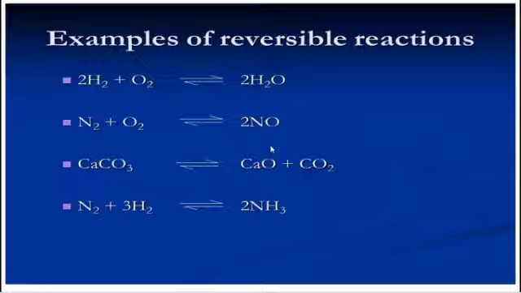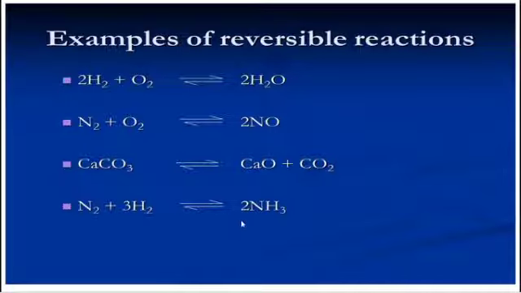Here two reactants form a single compound. These are also examples of the combination reaction. In the reversible reactions, in the first and the second, a single reactant is involved to form more than one product. This is a decomposition reaction. In the third one, the forward reaction is decomposition and the reverse reaction is combination.